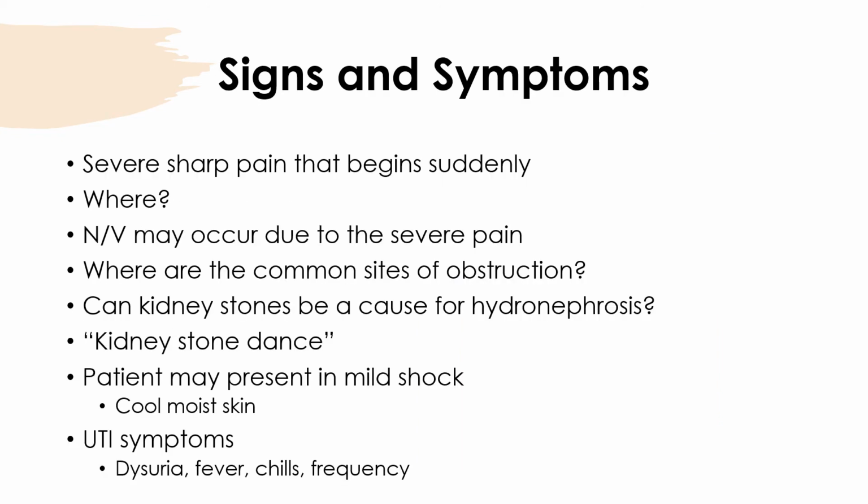Signs and symptoms of a kidney stone. It's pretty rough, right? The patient's going to have very, very severe sharp pain. It begins very suddenly and it's acute. Where is this pain going to happen? Typically the back, so flank pain, back pain, sometimes in the lower abdomen. Due to the severe pain, they could develop nausea or vomiting. It's almost like they're in a shocky type of state because of how much pain they're in.